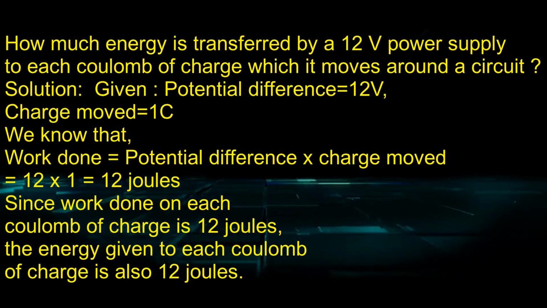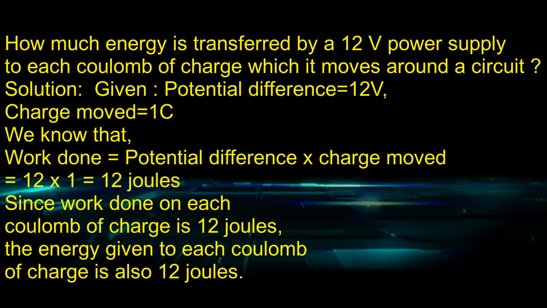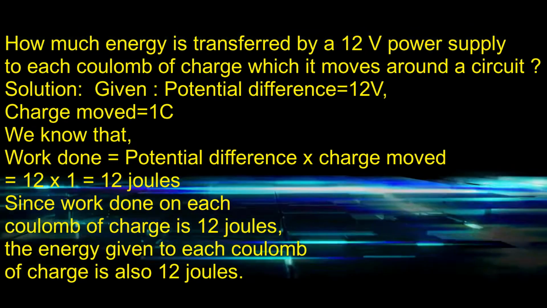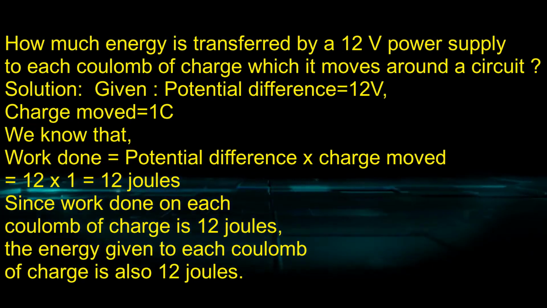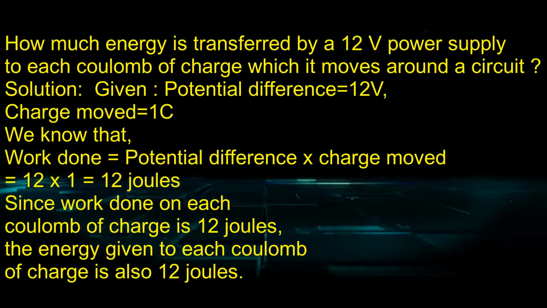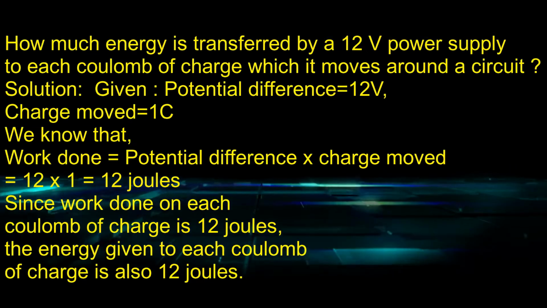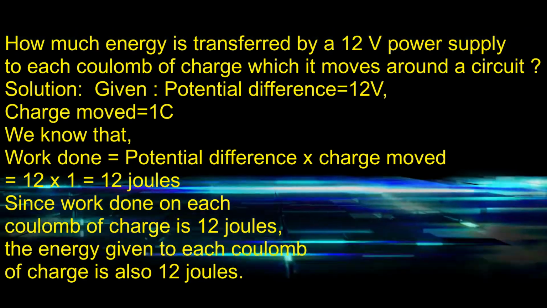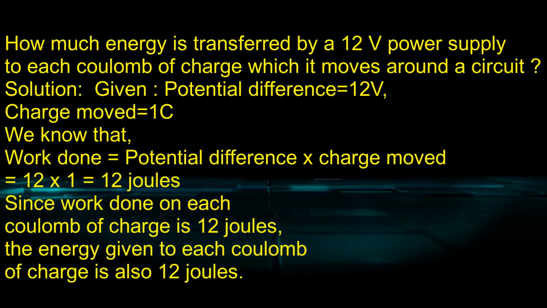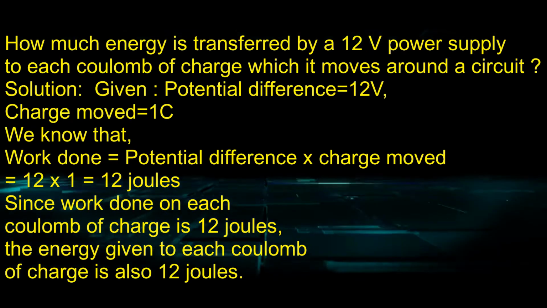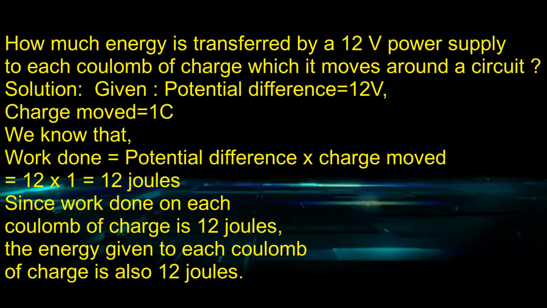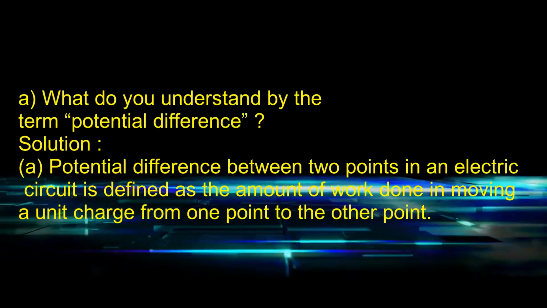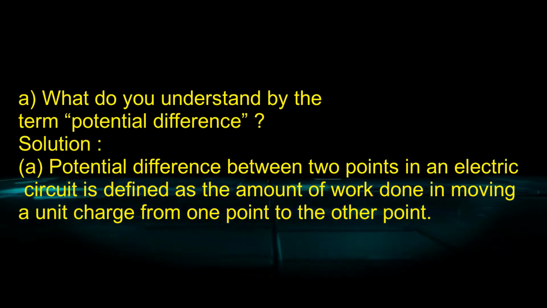Solution. B. Given, potential difference equals 12 volts, charge moved equals 1 C. We know that work done equals potential difference x charge moved, equals 12 x 1 equals 12 joules. Since work done on each coulomb of charge is 12 joules, the energy given to each coulomb of charge is also 12 joules.